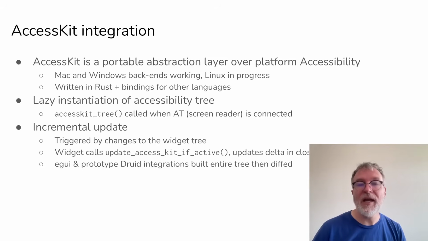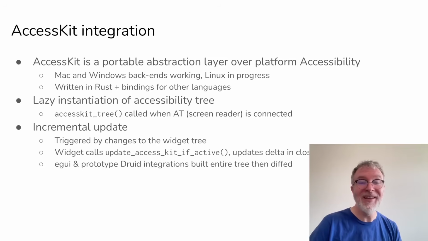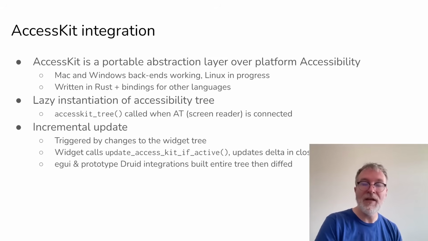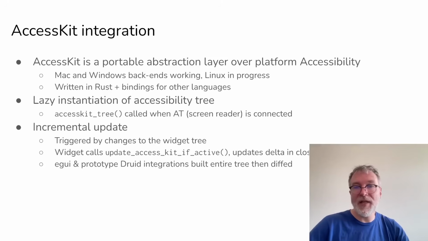This is one of the reasons this version of the talk is called High Performance UI as opposed to just High Performance GUI, because this is a performance requirement that's different than just drawing things fast. We want to lazily instantiate the accessibility tree. If you don't have accessibility technology connected, if you don't have a screen reader on, you're not paying for it at all. But when you do, it calls into the AccessKit tree method, which basically says, give me a complete tree. So this is like on startup.